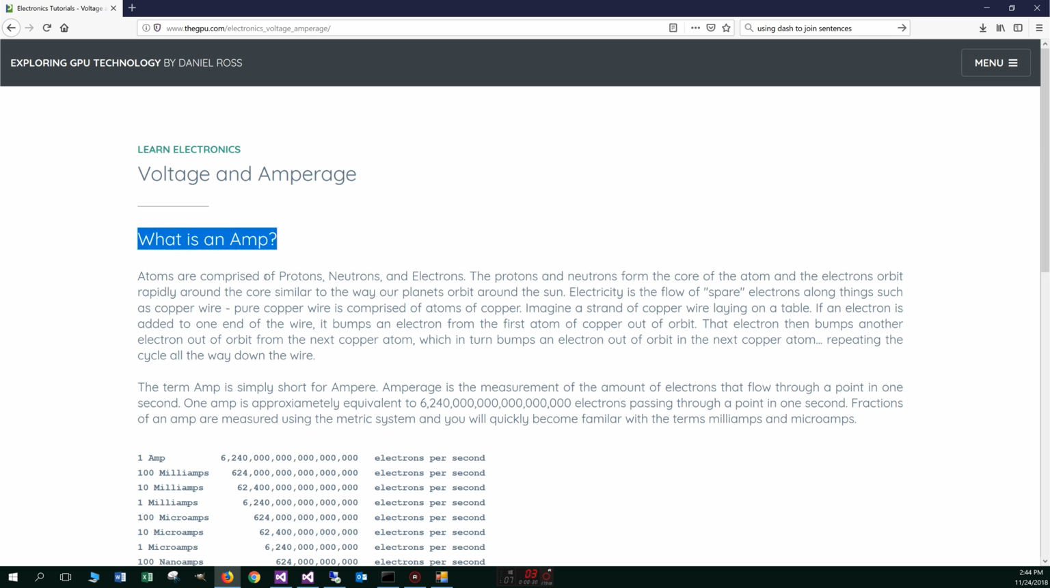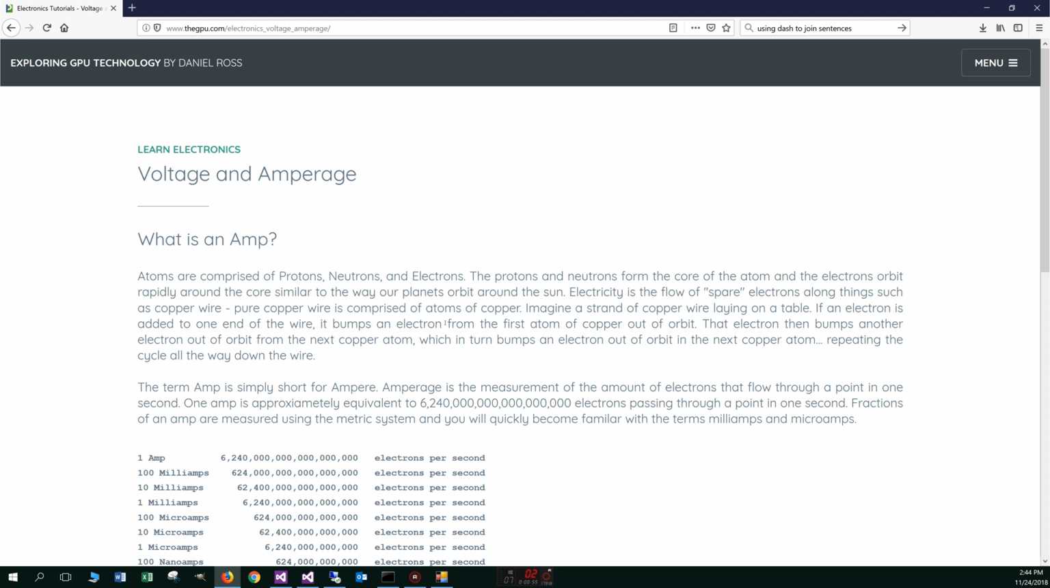Well, atoms are comprised of protons, neutrons, and electrons. The protons and neutrons form the core of the atom, and the electrons orbit rapidly around the core, similar to the way our planets orbit around the sun. Electricity is the flow of spare electrons along things such as copper wire. Pure copper wire is comprised of atoms of copper.